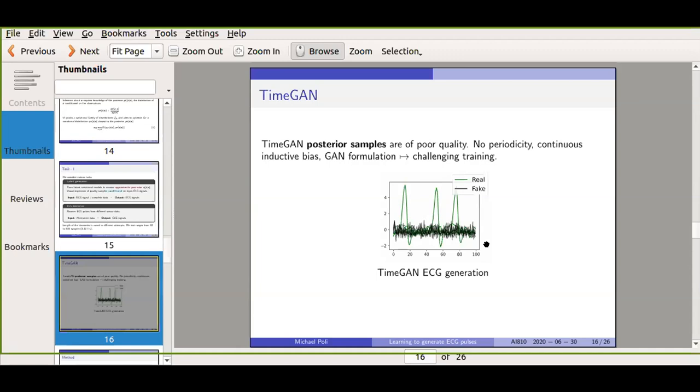The fact that they don't have any continuous bias doesn't help. They're not periodic, which makes the optimization even worse. They have all these hyperparameters. So all in all, we tried this, and it takes maybe 5 to 10 hours to train. They're not that big, these TimeGANs.